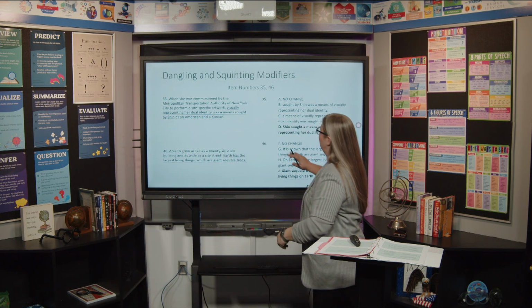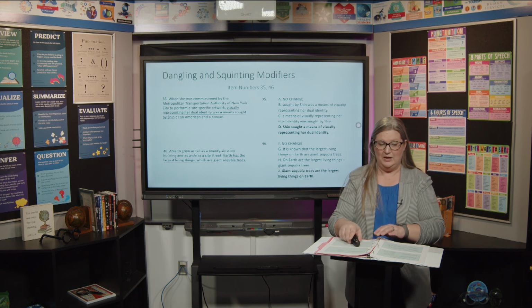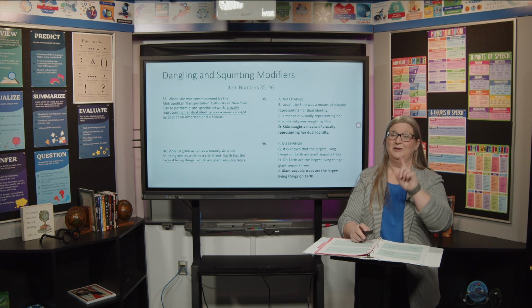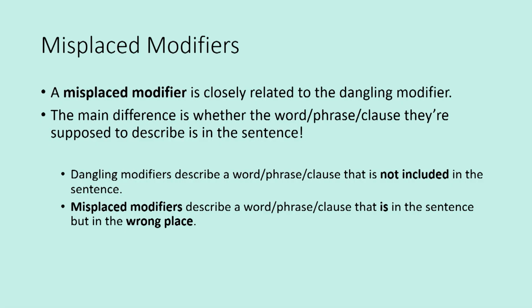All right? Do we understand dangling and squinting modifiers? Because now we need to go to misplaced modifiers. And there's only one item there, guys. Okay, are we ready? A misplaced modifier is closely related to the dangling modifier. The main difference is whether the word or phrase or clause they're supposed to describe is actually in the sentence. A dangling modifier describes a word, phrase, or a clause that is not included in the sentence. A misplaced modifier describes a word, phrase, or clause that is in the sentence but in the wrong place.